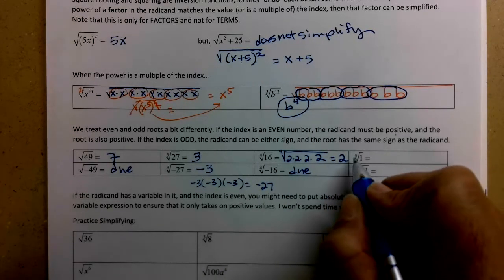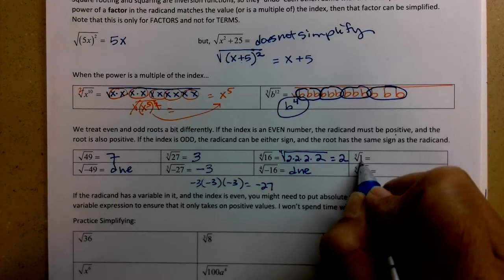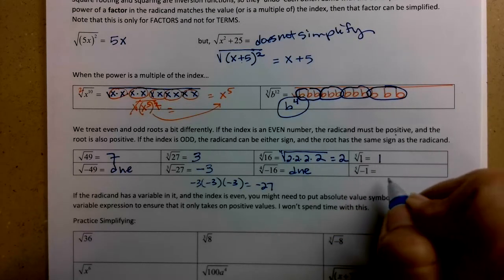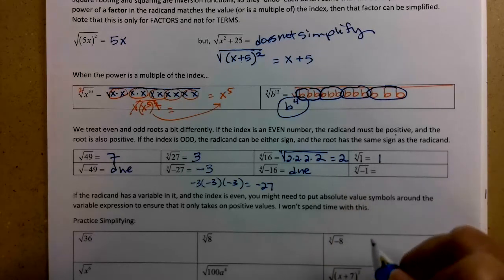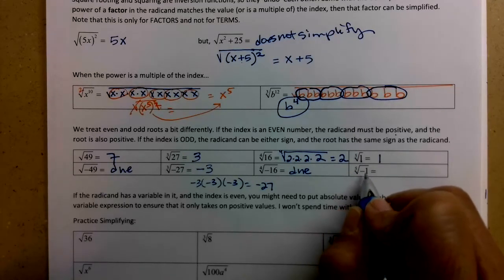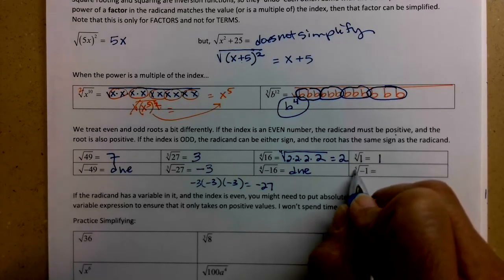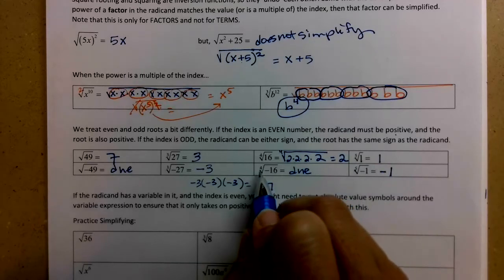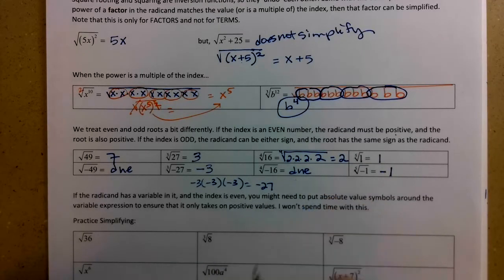Okay. 5th root of 1. You can take any index of positive 1 and get positive 1 out. So 4th root, 3rd root, 10th root, anything of 1 is 1. Now, the 5th root of negative 1, this is odd, so then my answer is also negative 1. If I have the 4th root of negative 1, again, does not exist.